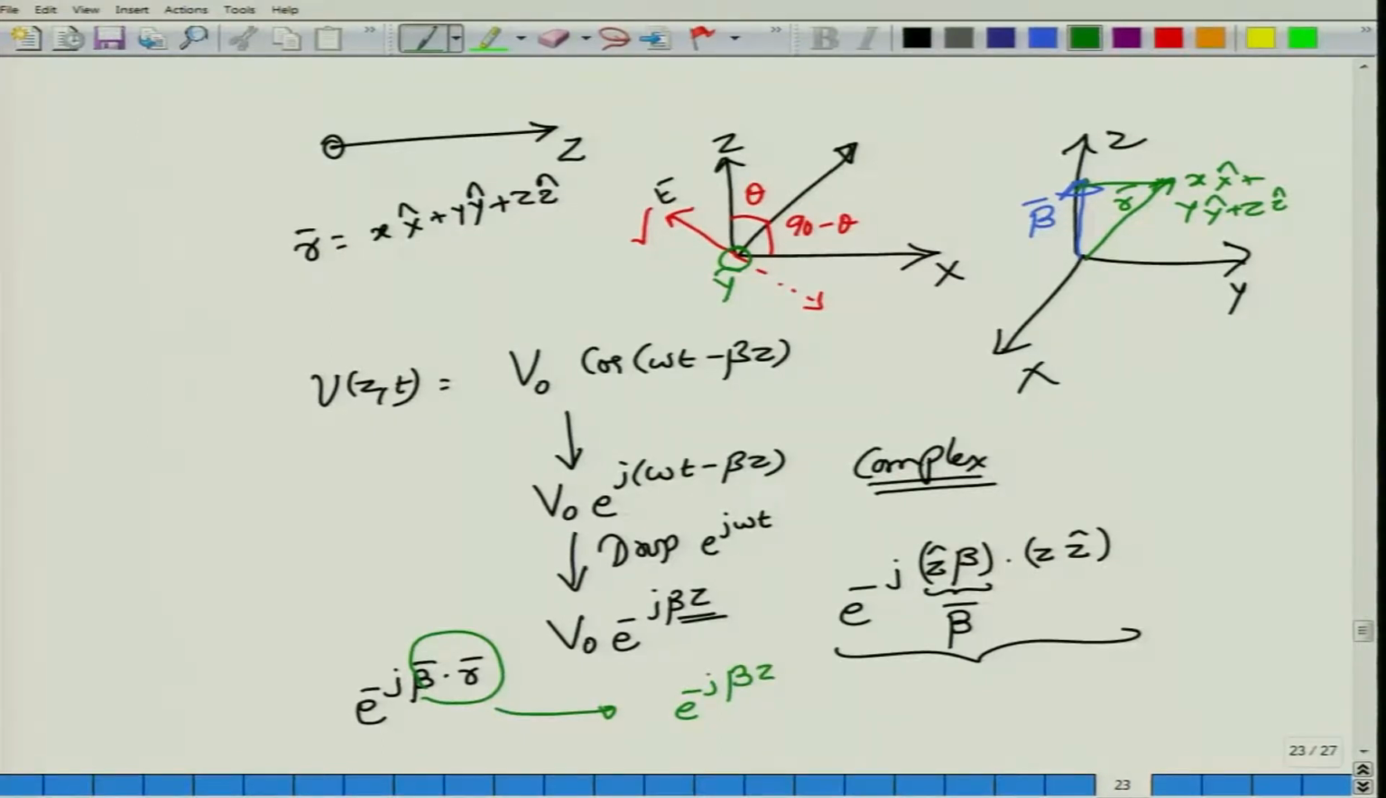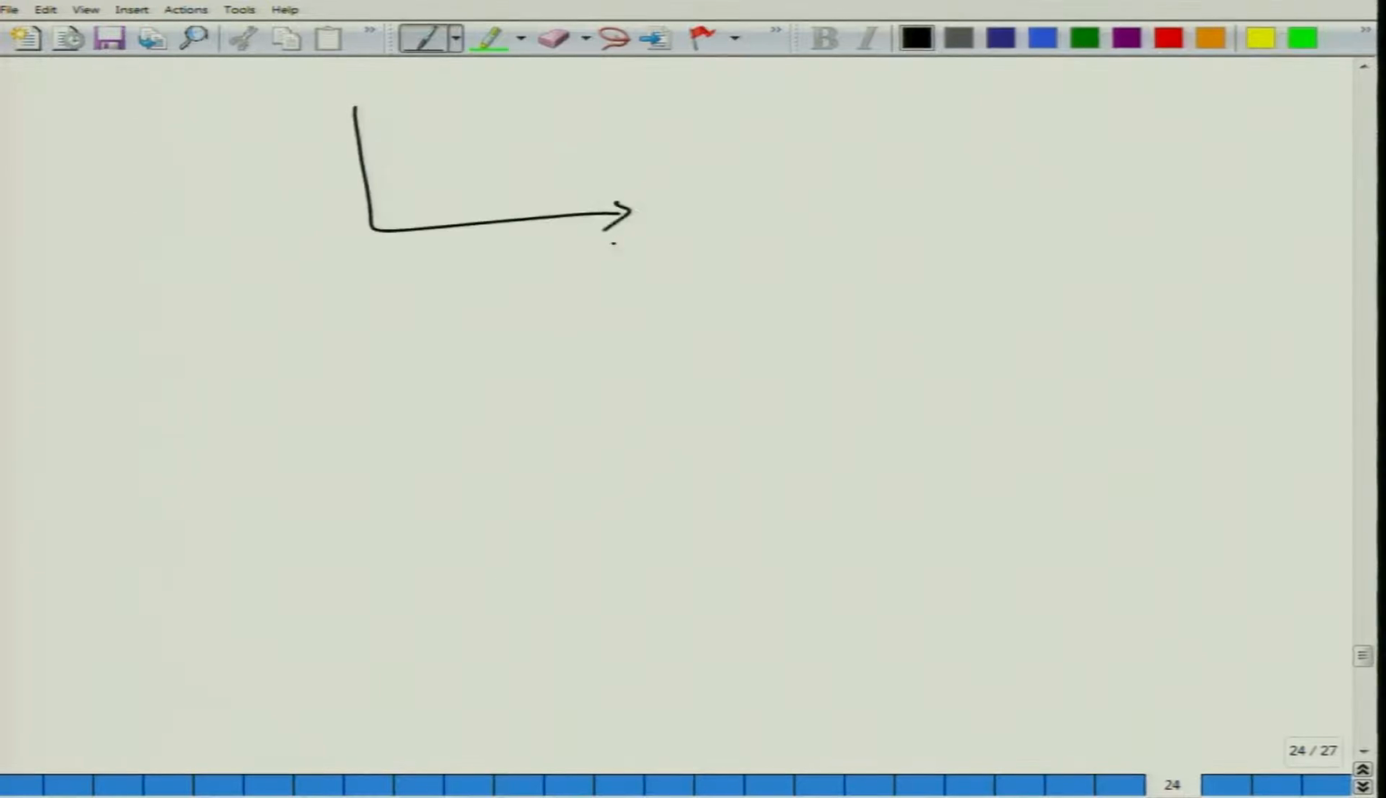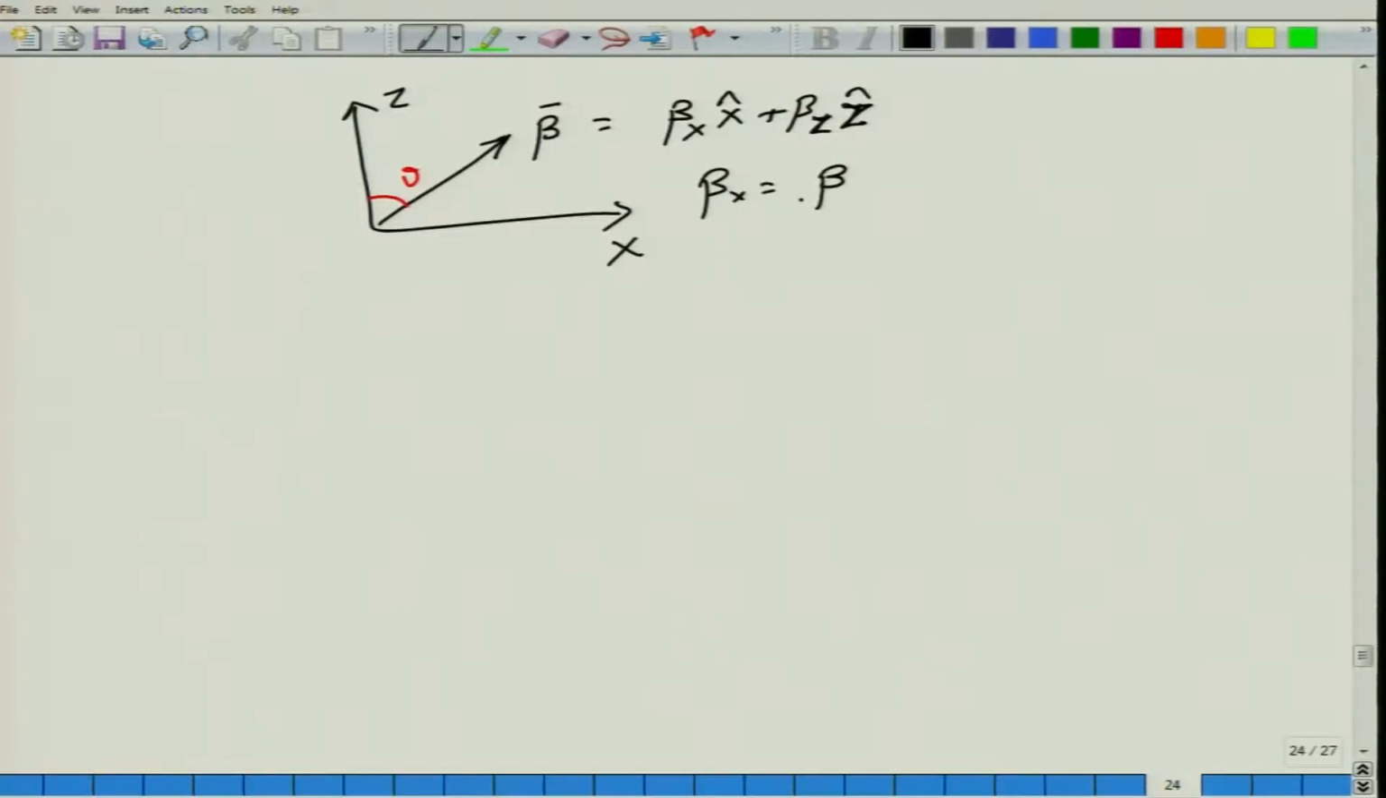But the situation is different when I consider propagation in an arbitrary direction. So I said that we will have an x z plane and I am considering propagation of the wave in the x and z plane, and this is making an angle of some theta with respect to z. If this is the propagation vector beta having the magnitude beta, then it can be rewritten as beta x x hat plus beta z z hat, and I can find out what beta x is. Beta x is nothing but propagation constant beta times sin theta, whereas beta z is equal to beta times cos theta.